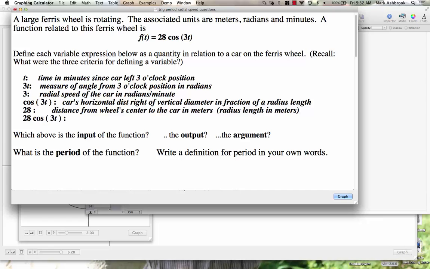How are your answers compared to these? This is how good you need to be. This is the level of understanding and precision you have to have if you really understand what's going on. Okay, so then what's 28 cosine 3t? What's 28 cosine 3t? James, what's that?